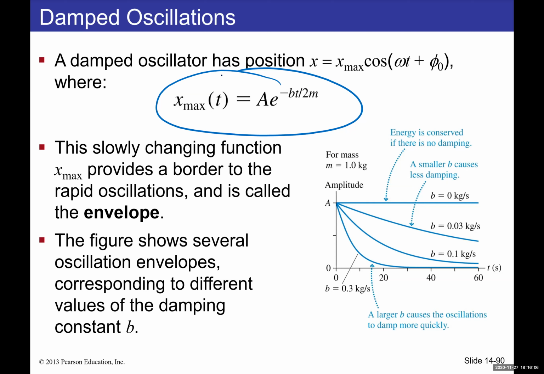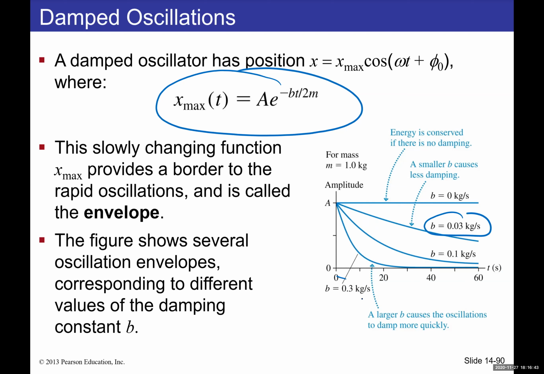You can see the slowly changing function x max provides a border to the rapid oscillation, and it's called the envelope. The figure shows several oscillation envelopes corresponding to different values of the damping constant b. When b equals 0, your amplitude doesn't change as a function of time. This is the simple case we've seen in the beginning. When b equals 0.03, it goes like this until it eventually stops. When it equals 0.1, it goes down much faster.